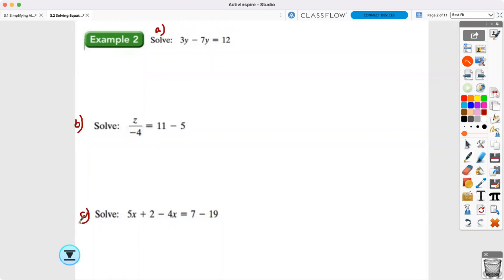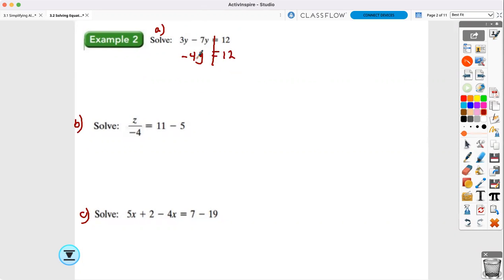Alright, now this is an example, so I'm gonna work it out. Let's look at example 2A. Draw the line down the equal sign. The 12 is already simplified, so I can't mess with the 12, but I could mess with 3y minus 7y. I have 3, spend 7, so I still owe 4y.